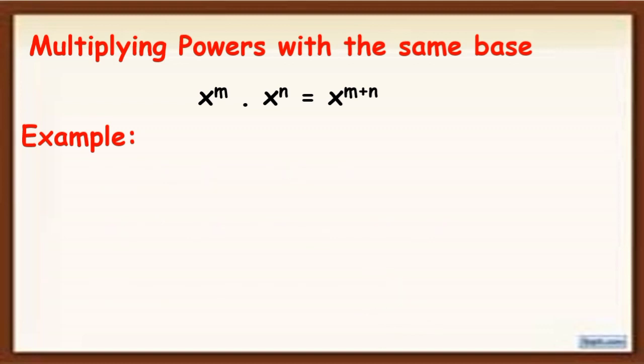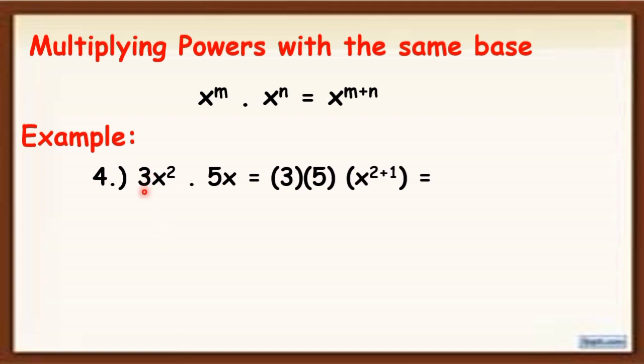Now, how about if we have 3x squared times 5x? In this given, you are going to multiply the numerical coefficients, which are 3 and 5. Then, copy the base, which is x, and add the exponent. So, 3 times 5 is equal to 15. Then, copy x and add the exponent. So, 2 plus 1 is equal to 3. So, the final answer is 15x cubed.